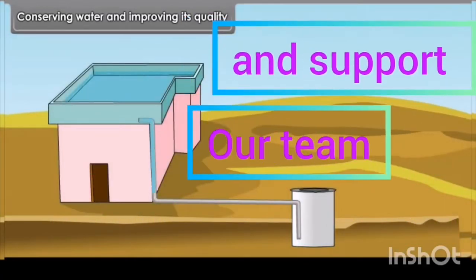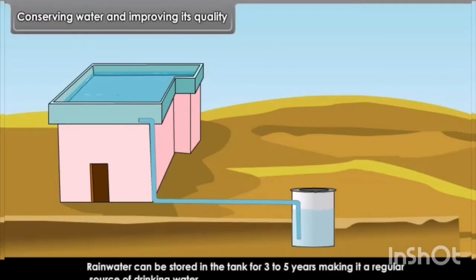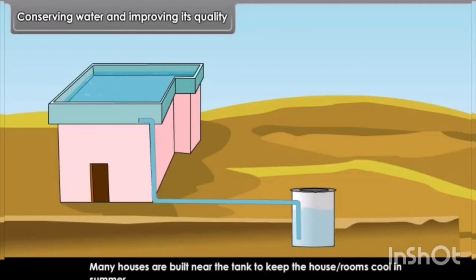Rainwater harvesting. Methods for keeping the rainwater in reserves are termed as rainwater harvesting. Do you know, rainwater can be stored in the tank for 3 to 5 years, making it a regular source of drinking water. Rainwater, paalar paani, is the purest form of natural water. It is often used to cure ailments of sick people. Many houses are built near the tank to keep the house or rooms cool in summer.